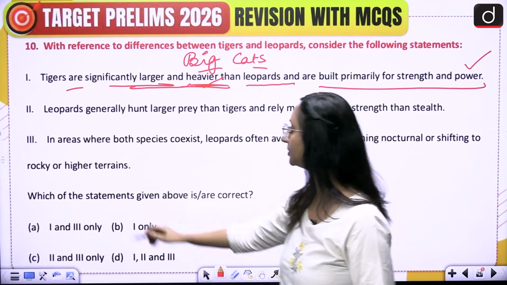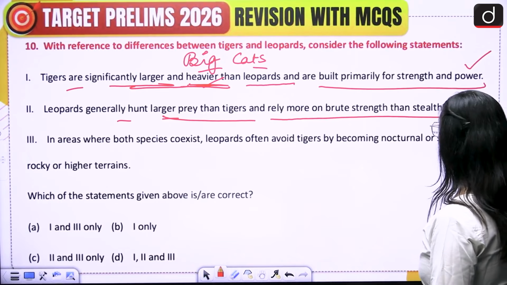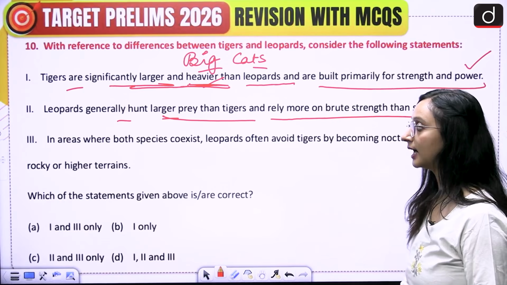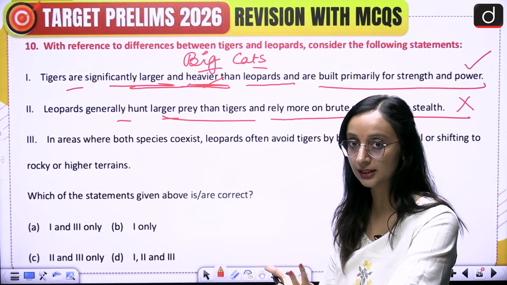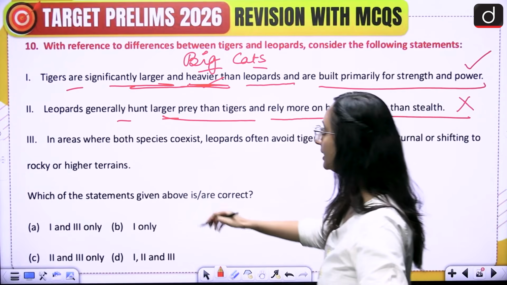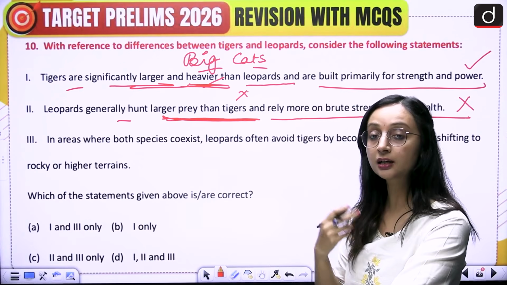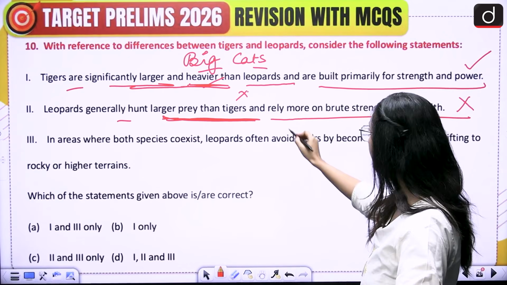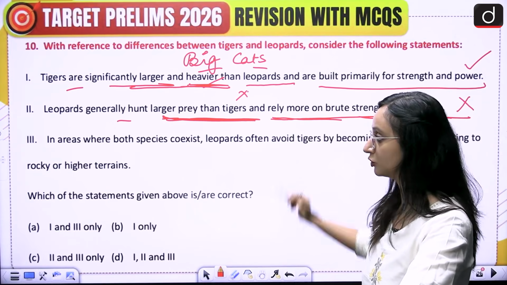Okay. So tigers are larger and heavier. The second statement says leopards generally hunt larger prey than tigers and rely more on brute strength than stealth. Do you think this statement will be correct? No. Tigers are larger in size, they are heavier, so their prey also is going to be larger in size. So the statement that leopards generally hunt larger prey than tigers is not correct. Tigers generally hunt larger prey, and tigers rely more on brute strength. Okay, so the second statement is not correct.